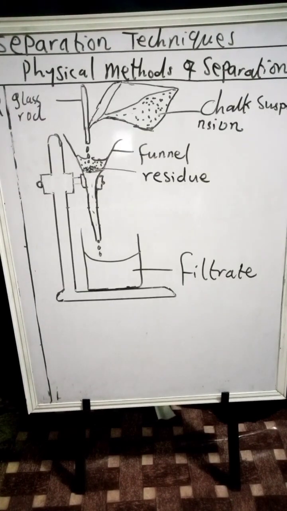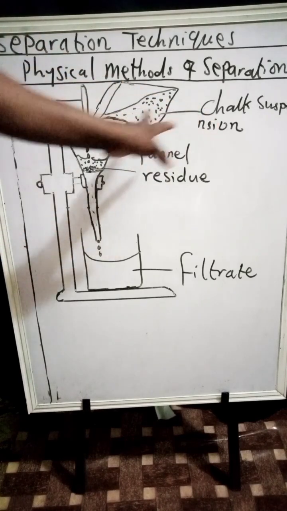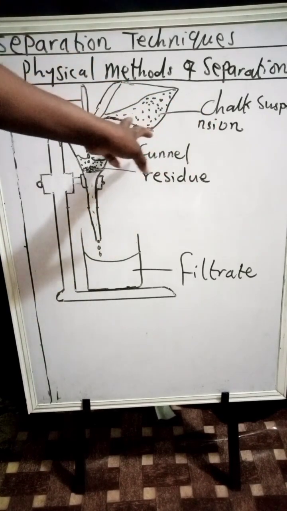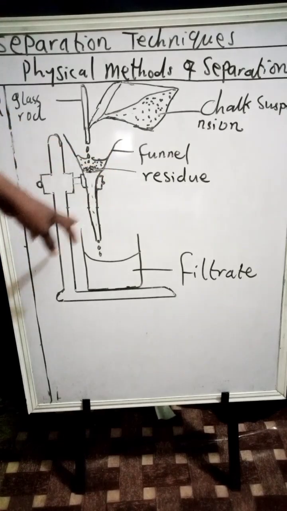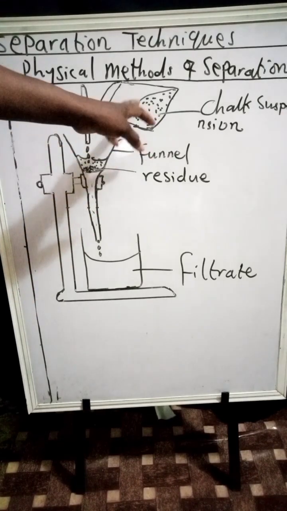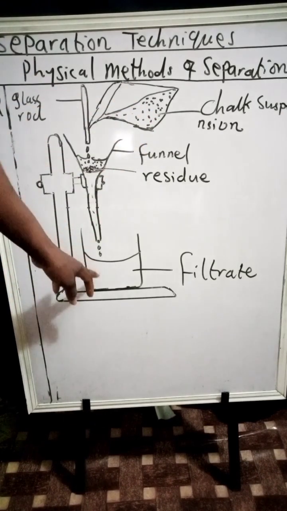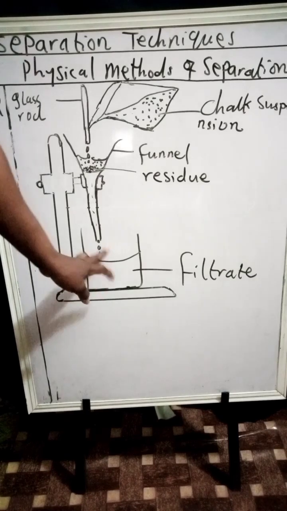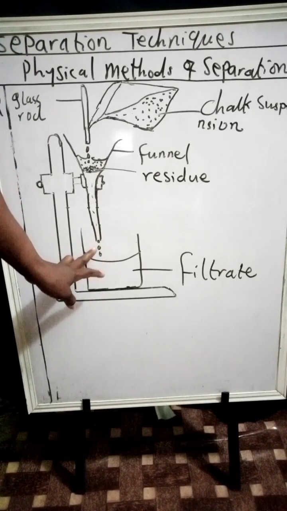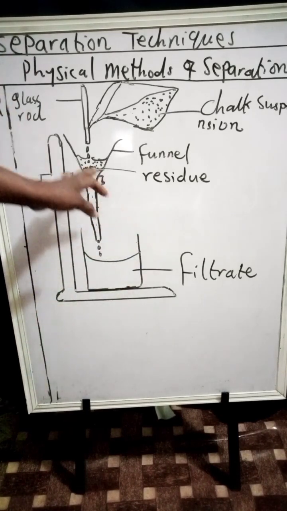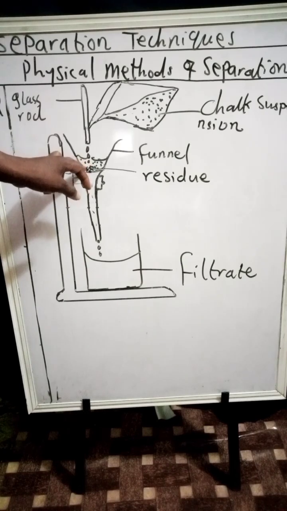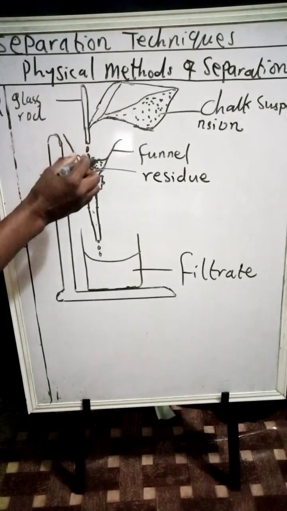Okay, this is the sketch illustration of what we have just said. This is the chalk suspension, the mixture of the chalk dust and the water. This is the funnel. The first beaker is containing the suspension. The second beaker is what we use to harvest the filtrate. Then these particles now that are remaining, here is the filter paper.